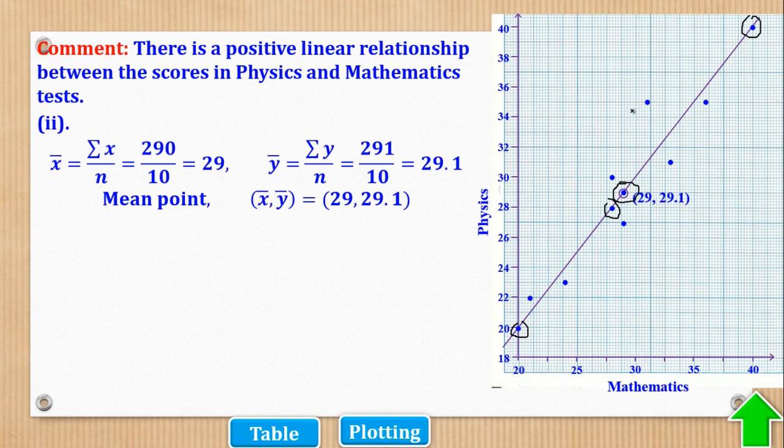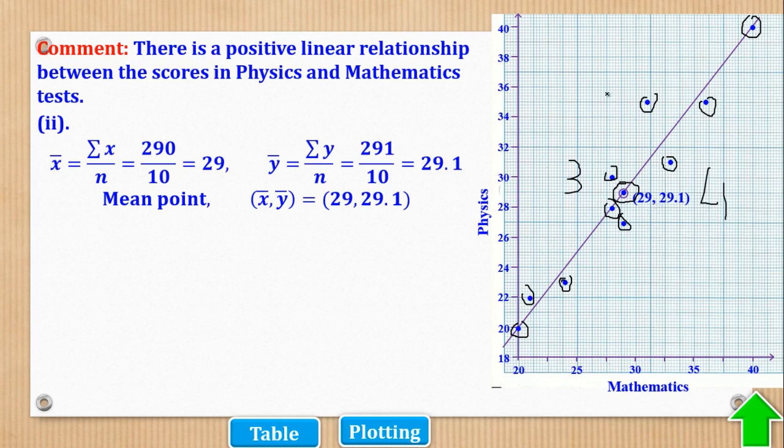Then condition number three, has it left equal or almost equal points on either side? That means I'll come and count. This side there is 1, 2, and 3. Okay, what about this side? So this side there is 3. What about this side? 1, 2, 3, 4. So this side it is 4. So that means it has left almost equal points on either side.